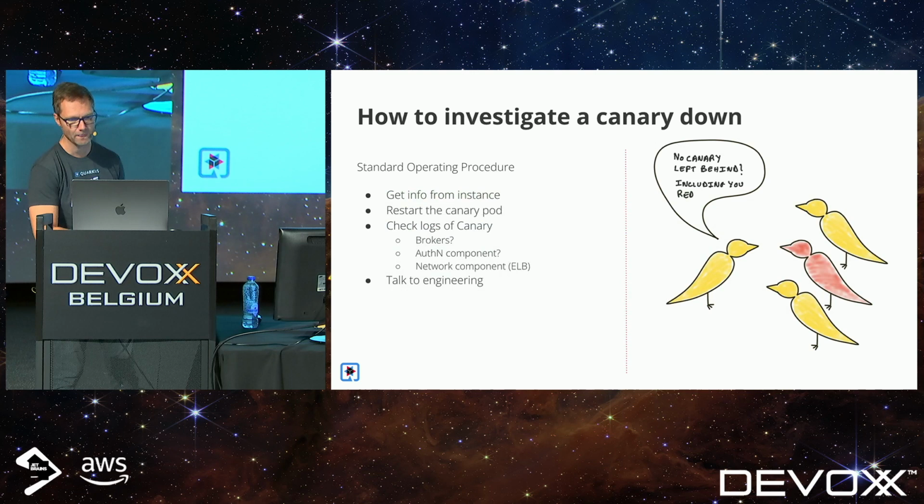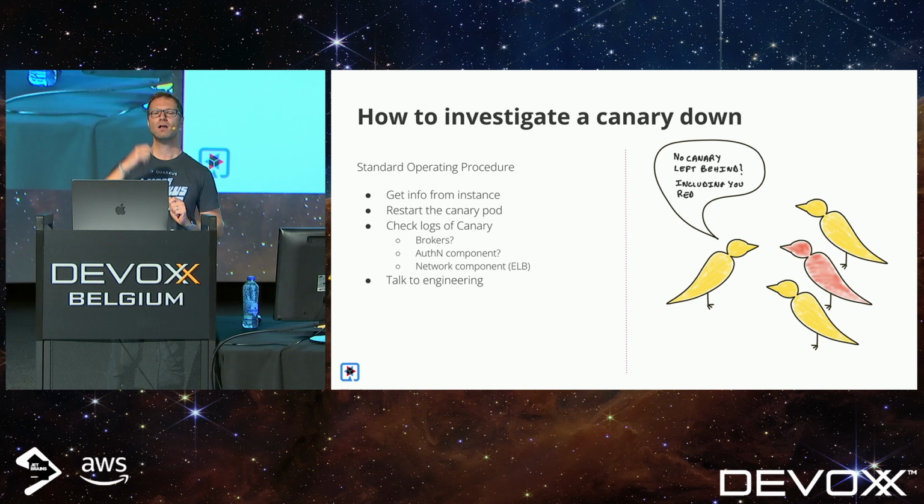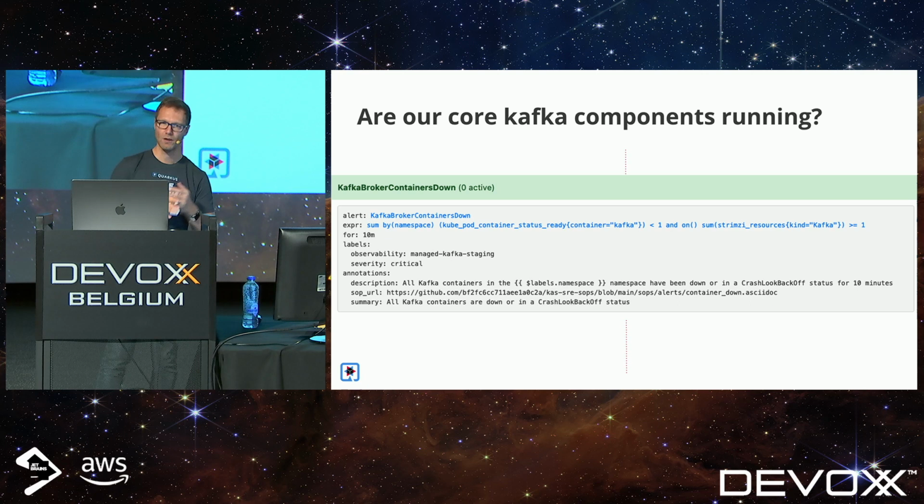So what do you do when a canary is down? Because you're starting to be blind from your SLO point of view, which is the stuff you guarantee to your customers, right? So you go to the instance, you get the log to know what's going on. You do the IT Crowd stuff. You know, have you tried to turn it off and on again? Just do that. The Canary pod will restart, and then you can check the log, especially the new ones, and you might see that, hey, it cannot reach a given broker. Maybe the authorization is not working, or there's some network issue. So you start to have a little bit of a clue about what's going on and why it is failing, right? And then either you manage to figure it out, or you talk to engineering to get a better understanding of the stack and try to find the solution. So that's protecting our SLO.